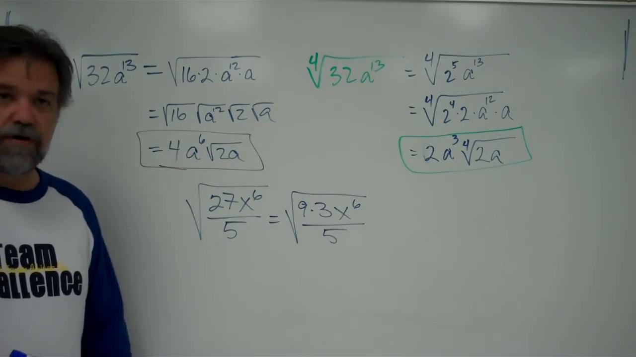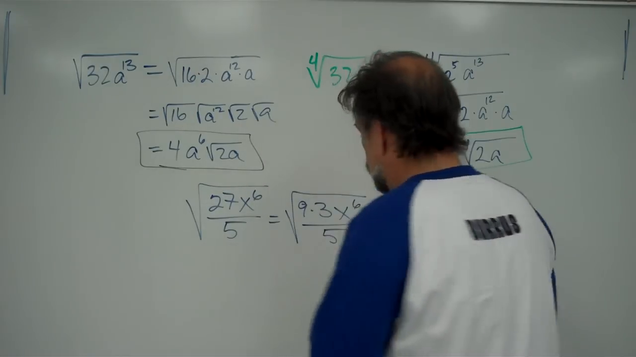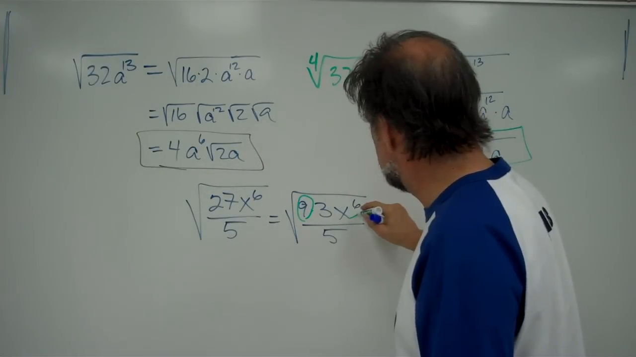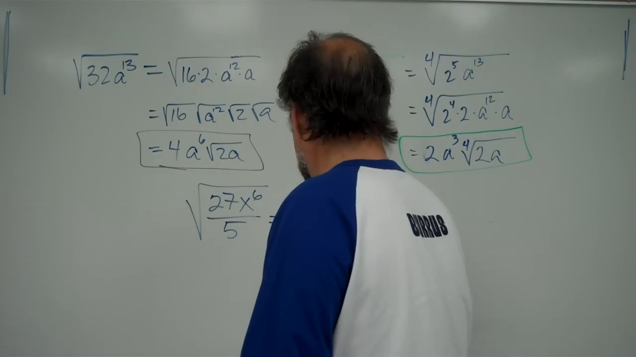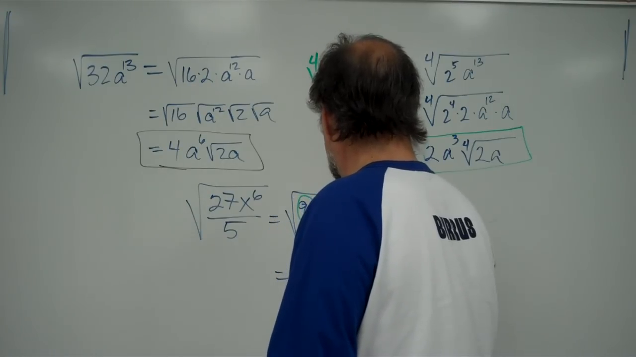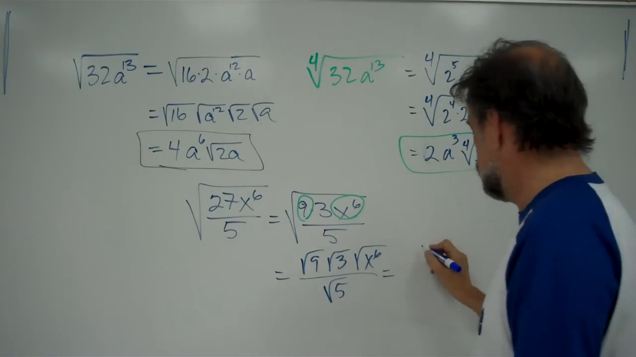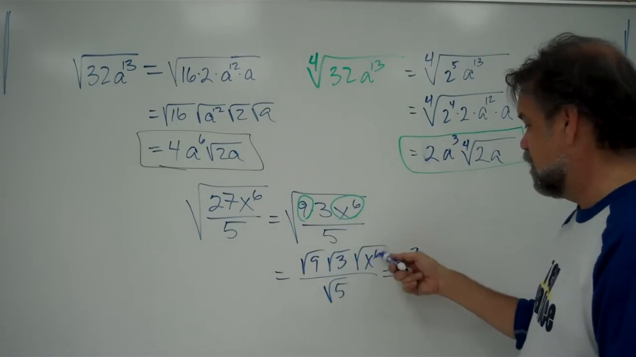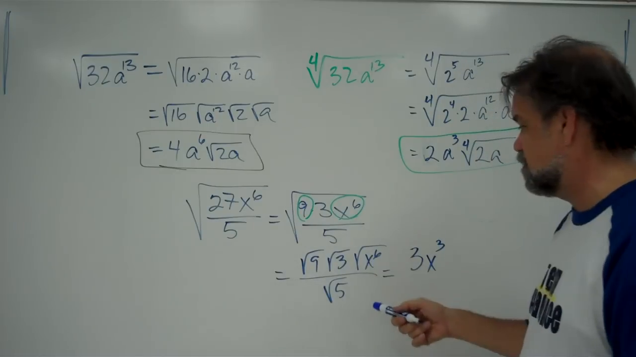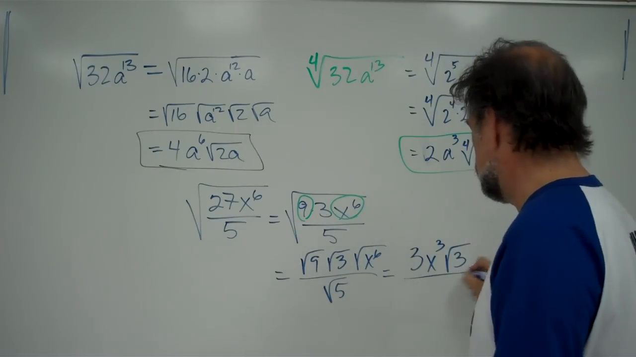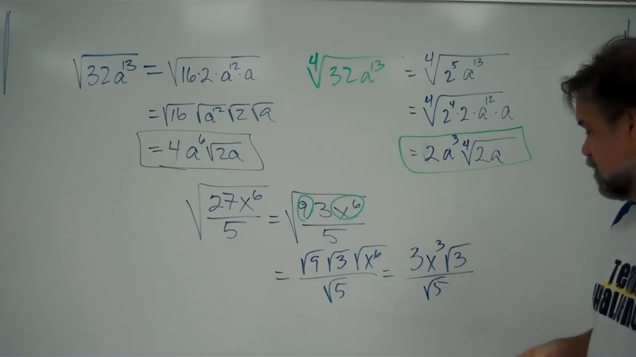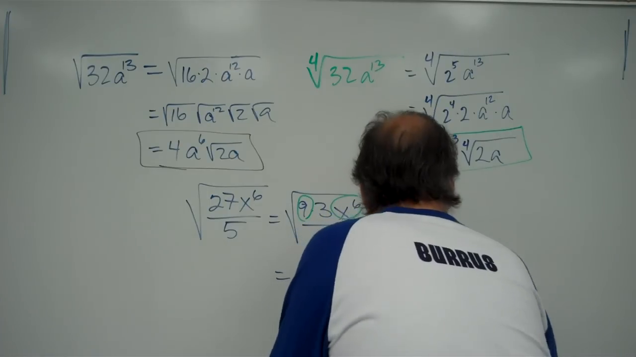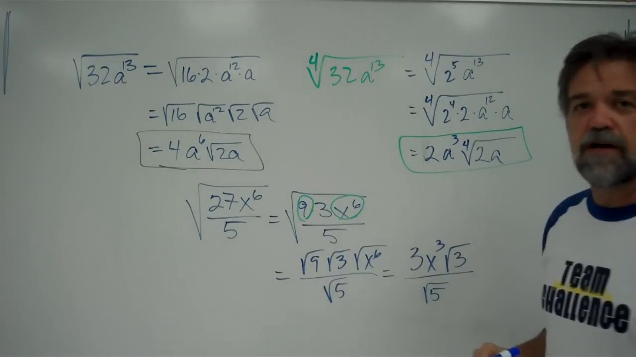Now, where are our perfect squares? One is right here, and one is right here. So this is going to be the square root of 9 times the square root of 3 times the square root of x to the 6th divided by the square root of 5, which gives us 3, that's the square root of 9, x cubed, that's the square root of x to the 6th, times the square root of 3 over the square root of 5. I've got a radical on my denominator. You probably can't tell because my handwriting is so poor, so let me clean it up there. Okay, I've got a radical on my denominator.